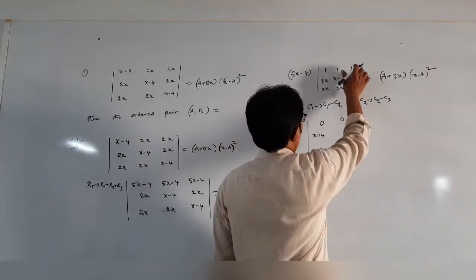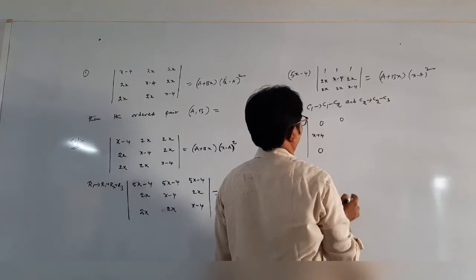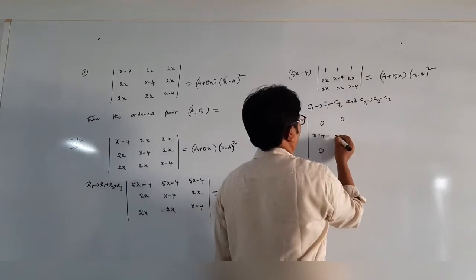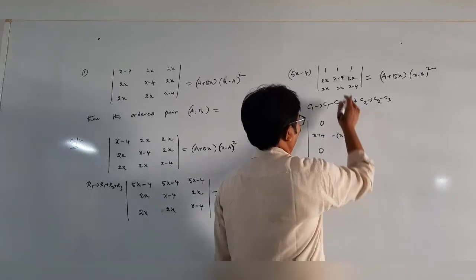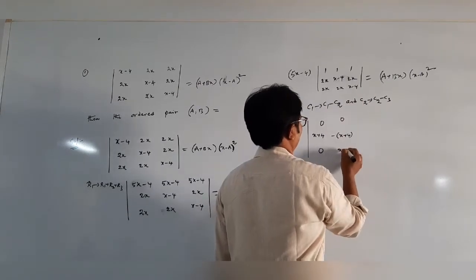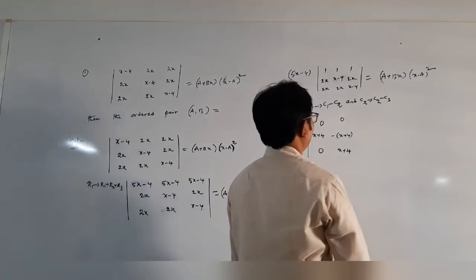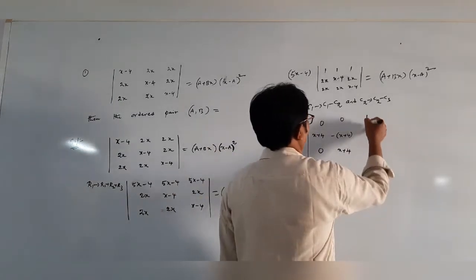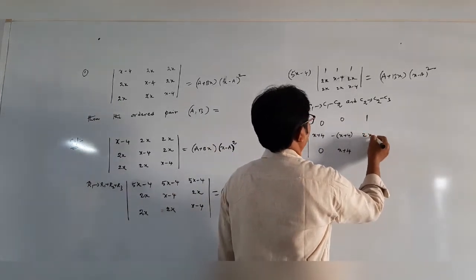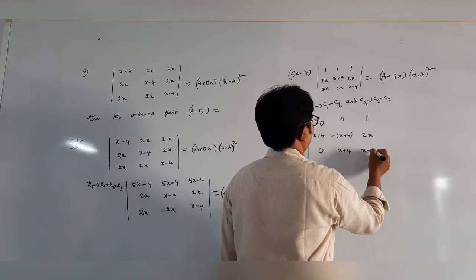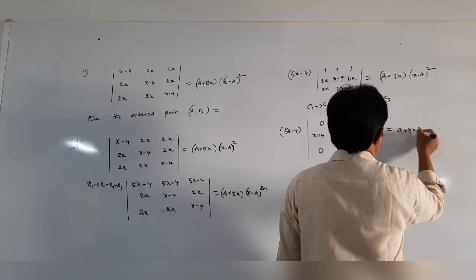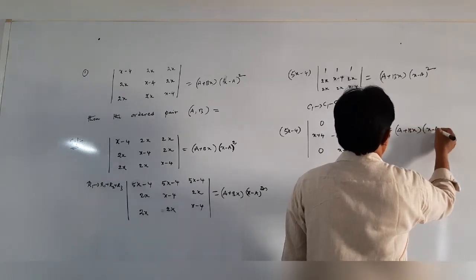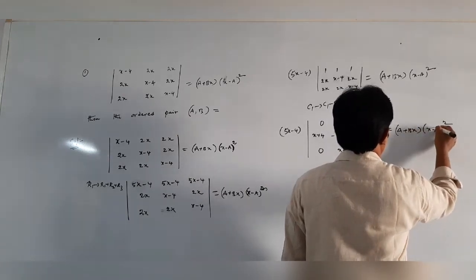Minus of that, x minus 2x is minus x. Minus of x plus 4. Now this is x plus 4. 2x minus x, that is 1. 2x and x minus 4 is the third column. Therefore, (a plus bx)(x minus a) whole square.